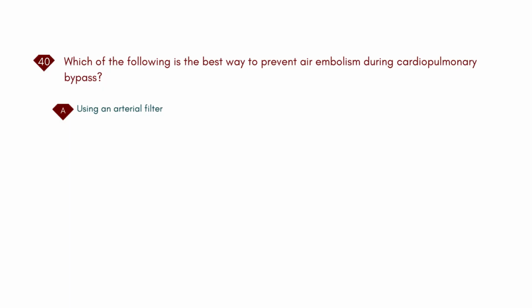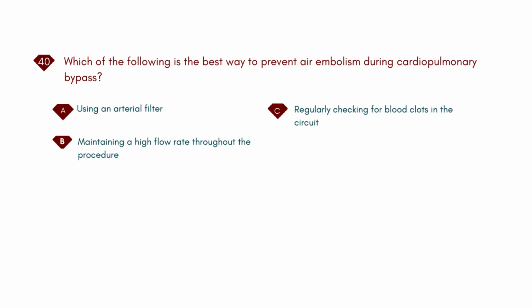A. Using an arterial filter. B. Maintaining a high flow rate throughout the procedure. C. Regularly checking for blood clots in the circuit. D. Placing the patient in a Trendelenburg position. Answer: A. Using an arterial filter.